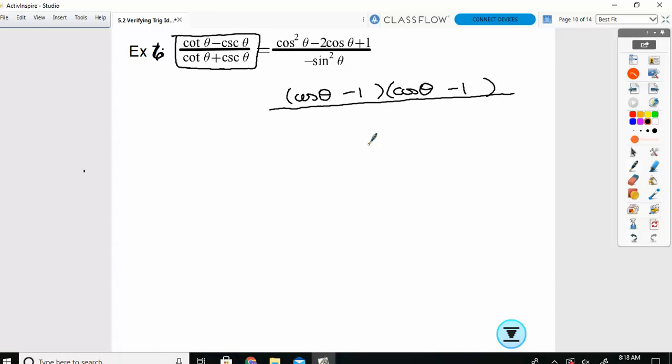Okay, on the bottom, negative sine squared theta. Can I change that to anything? We know that in general, sine squared theta plus cosine squared theta equals 1, right? So sine squared theta is 1 minus cosine squared theta. So it would be negative 1 plus cosine squared theta, or I could write that as cosine squared theta minus 1.